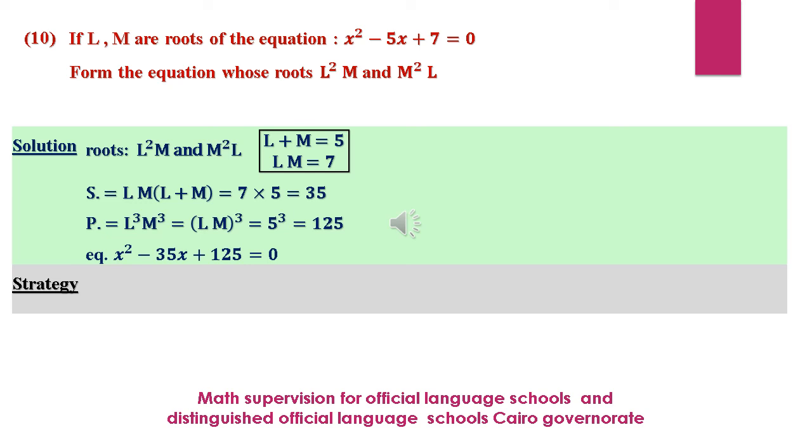Now, the new roots L squared M and M squared L, when we find the sum, we take LM as a common factor to get L plus M. Therefore, it will be 7 times 5 equals 35. When we make a product of the two new roots, L squared M and M squared L, we get L cubed M cubed, which is LM all to the power 3, which is 5 to the power 3, 125. Therefore, the new equation will be x squared minus the sum, which is 35, x, plus the product 125 equals 0.